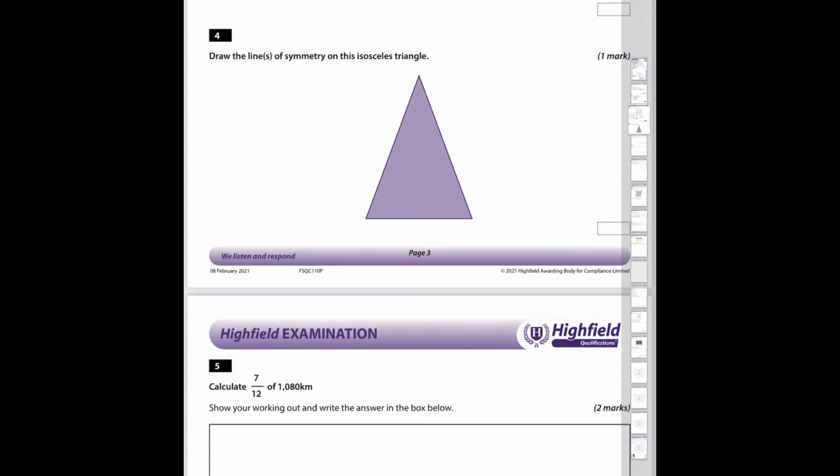Number 4, draw a line of symmetry on this isosceles triangle. A line of symmetry is a line that's drawn down the centre of something to make each side exactly the same. So if you folded it in half, it would look exactly the same. So the line of symmetry on this would be right down the middle. Obviously it's not hugely neat because I'm just doing it freehand, but that's where your line of symmetry would be, right down the middle of that.